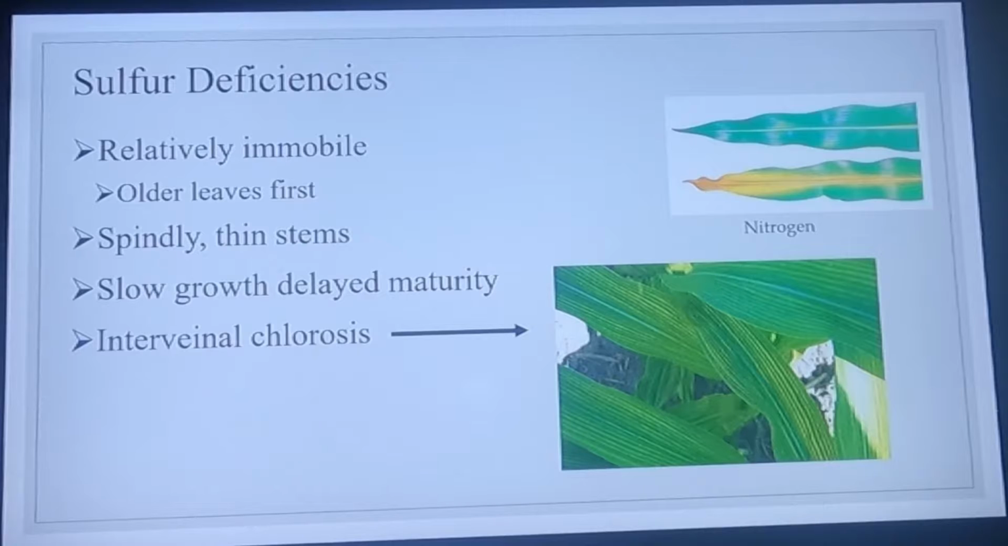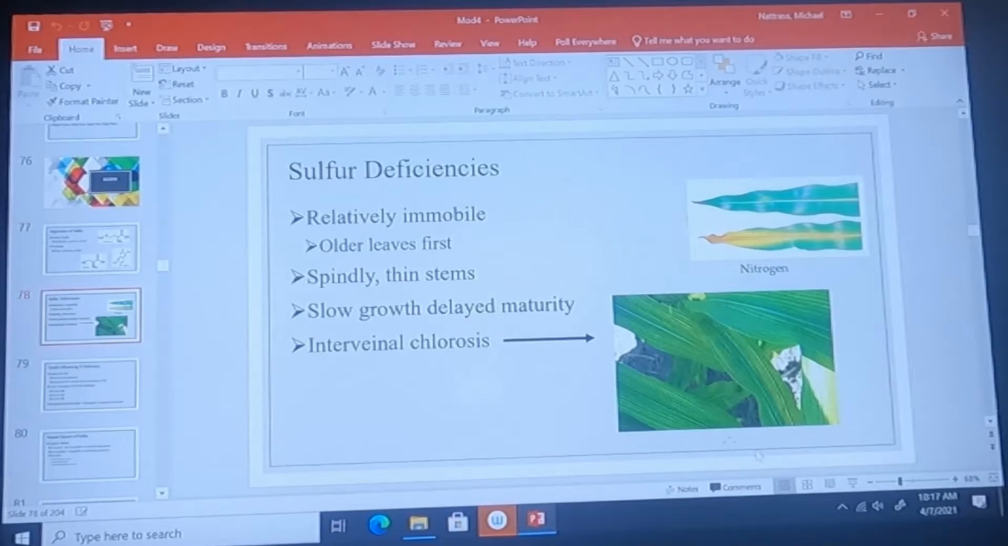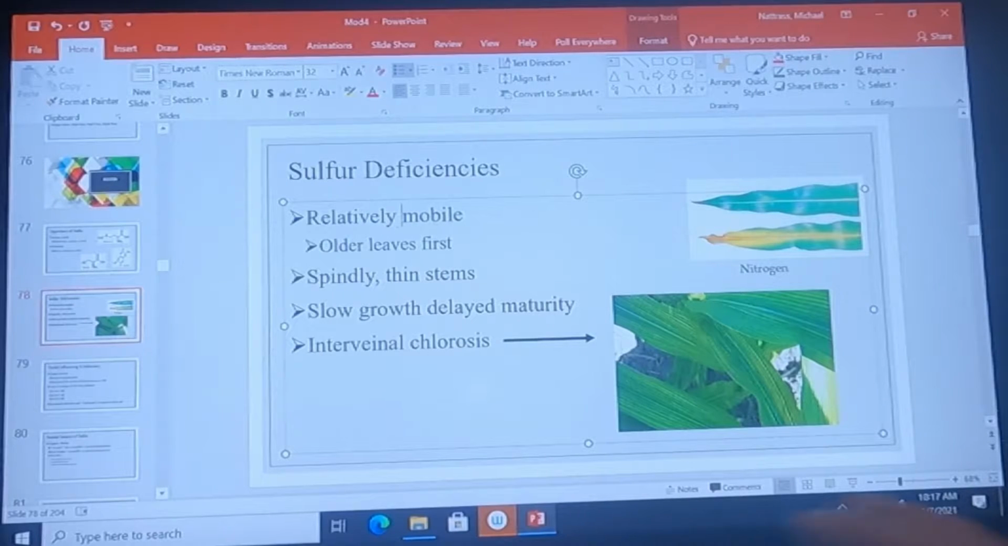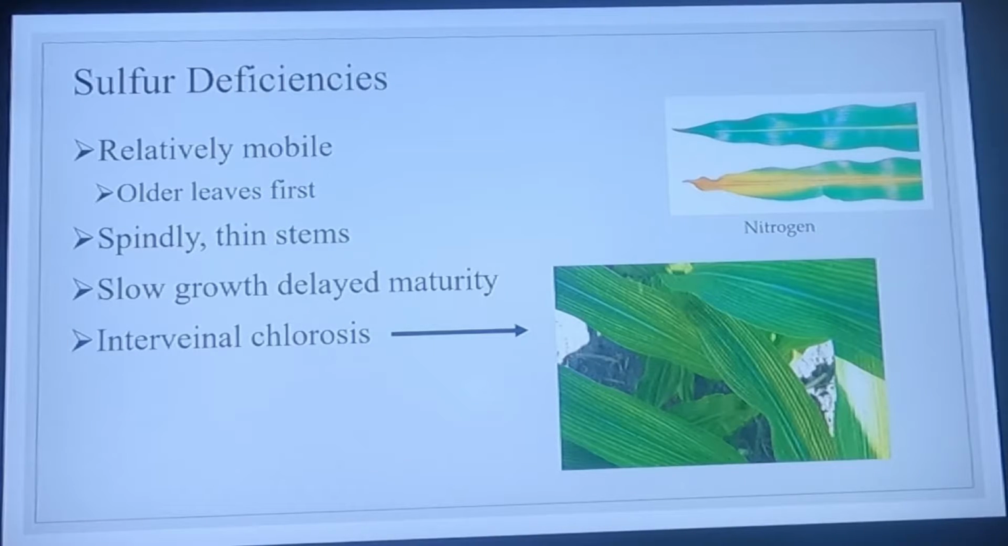That didn't change. Does it say relatively immobile on your sheets? It should say relatively mobile, much like nitrogen. And you might see that in the older leaves. So I'm going to go ahead and change that now. You'll see that in the older leaves first. And you would expect to see that primarily as interveinal chlorosis. Right here, you can see this yellowing of those veins. That's going to be one of the key indicators of sulfur deficiency.